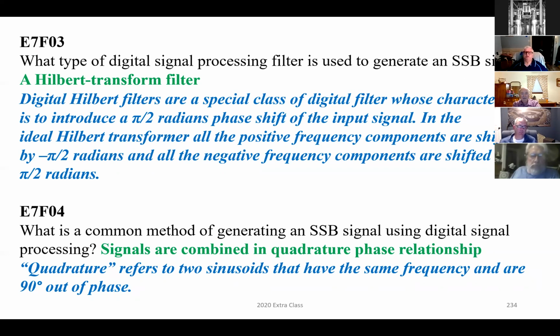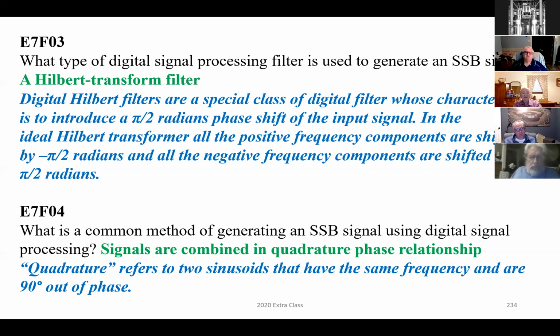In the ideal Hilbert transform, all the positive frequency components are shifted by negative pi divided by 2 radians, and all the negative frequency components are shifted by pi divided by 2 radians. But it's a mouthful. It's named after David Hilbert, a physicist and mathematician, very famous when you talk about Hilbert space, when you're talking about multivariate calculus. I remember him well from graduate school.